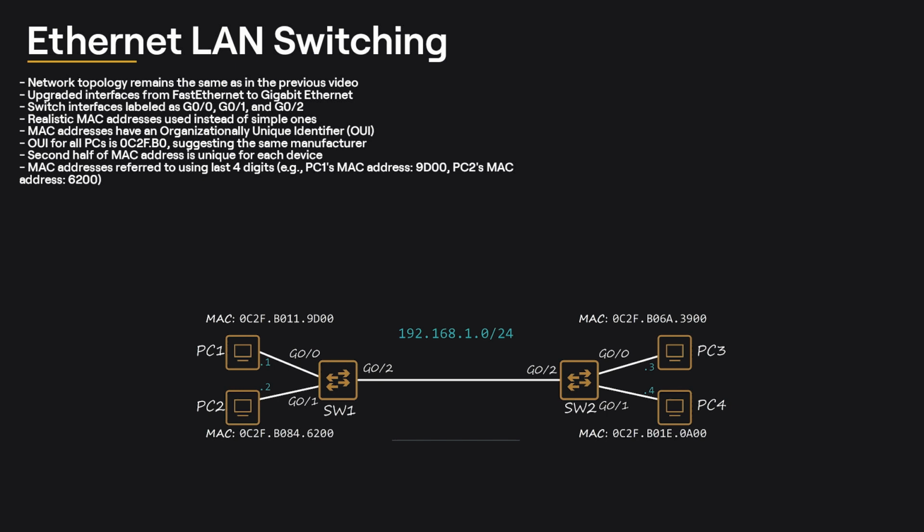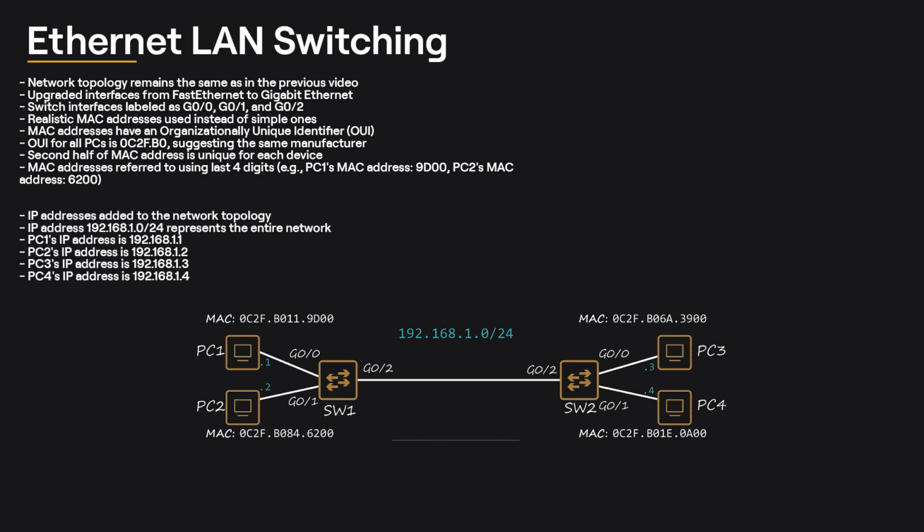Now, let's add another element to this network topology: IP addresses. Although we won't delve into the details of IP addresses in this video, we'll need them to explain something else later. The number 192.168.1.0/24 represents the entire network shown here. The IP address 192.168.1.1 represents PC1, 192.168.1.2 represents PC2, 192.168.1.3 represents PC3, and 192.168.1.4 represents PC4.